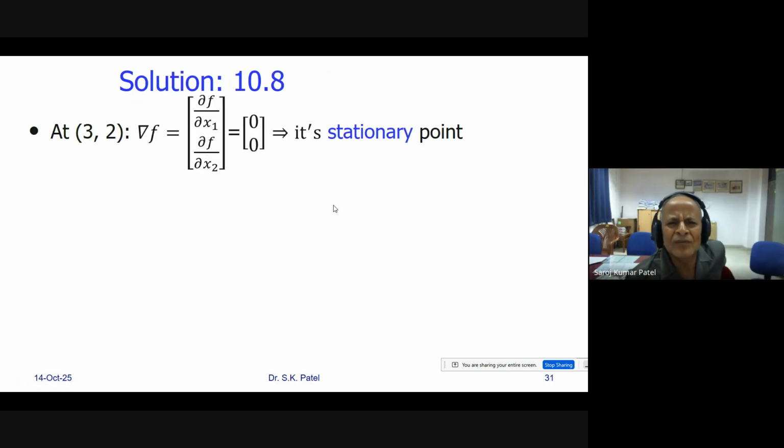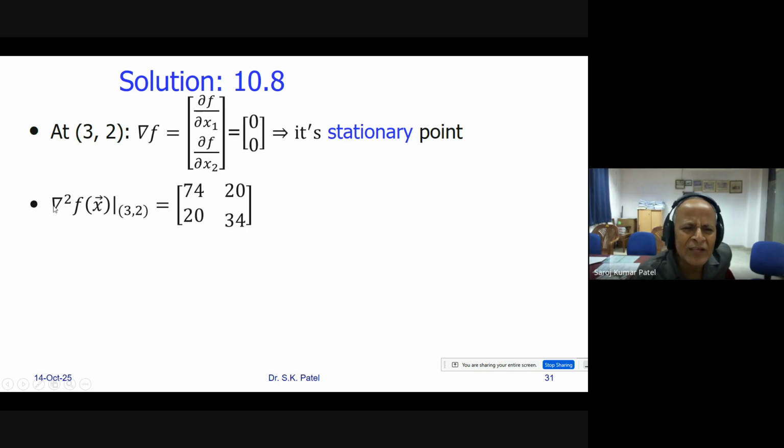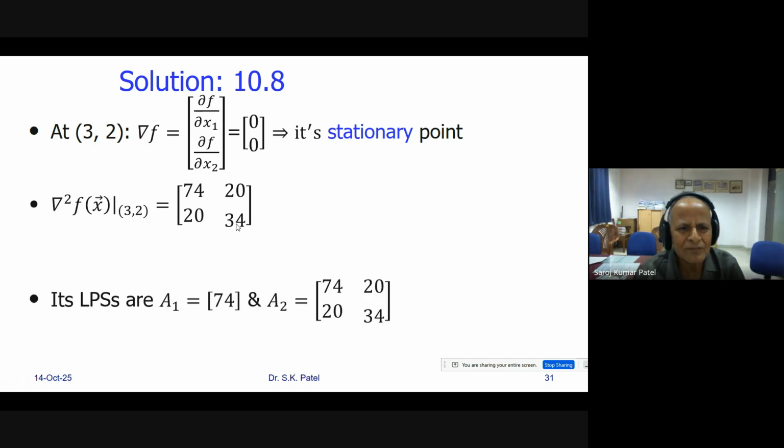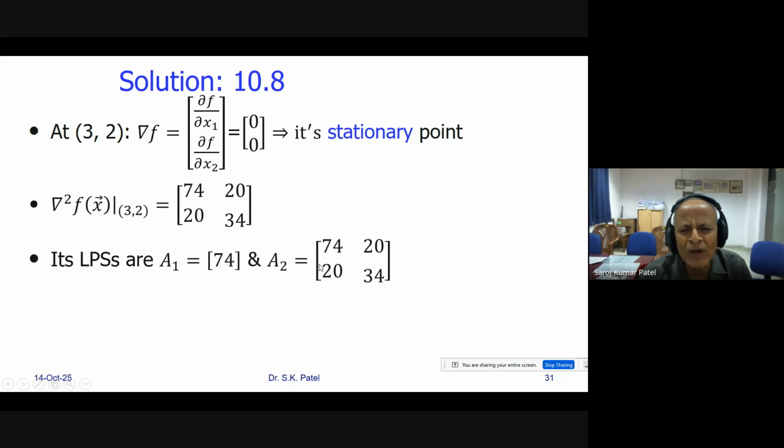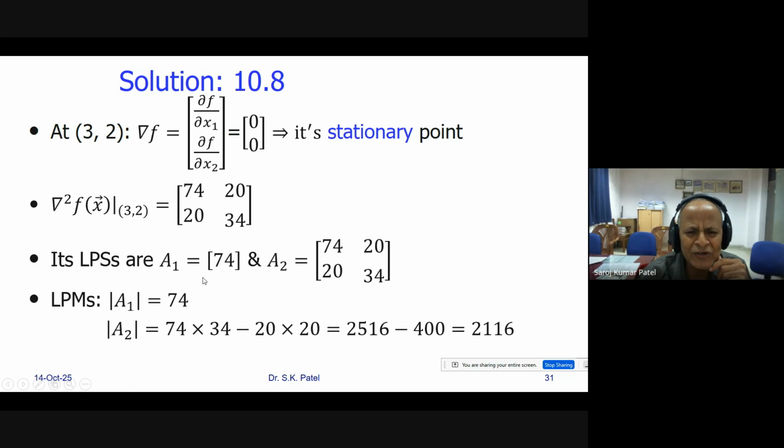Okay, let us solve this one. So for the same problem, at (3, 2) we get the first gradient as (0, 0). And this is the Hessian matrix at (3, 2): 74, 20, 20, 34. So here, all the leading principal minors you have to find out now. Since it is a 2 by 2 matrix, we will have 2 leading principal submatrices. One of first order, that is 74, and of second order, that is 74, 20, 20, 34. Let us find out the determinant. For the first, the determinant will be 74, and for 74, 20, 20, 34, the determinant will be 74 into 34 minus 20 into 20, which is 2116.